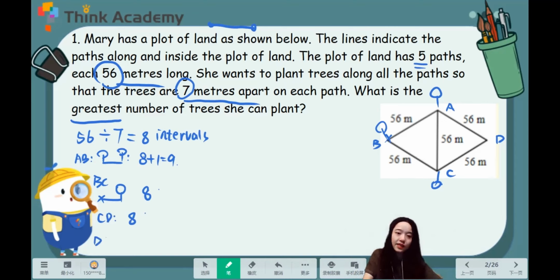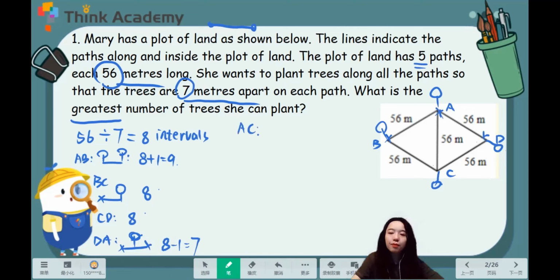And on the road DA, because we have planted trees on point D and point A, this time we can't plant trees on any end. The number of trees will be 1 less than the number of intervals. To find the relationship, you can focus on a simple diagram. When there are 2 intervals, there is only 1 tree. That's how we get the number of trees being 1 less than the number of intervals. But for the road in the middle, AC, we have planted trees on both ends, so we can only plant 7 trees.